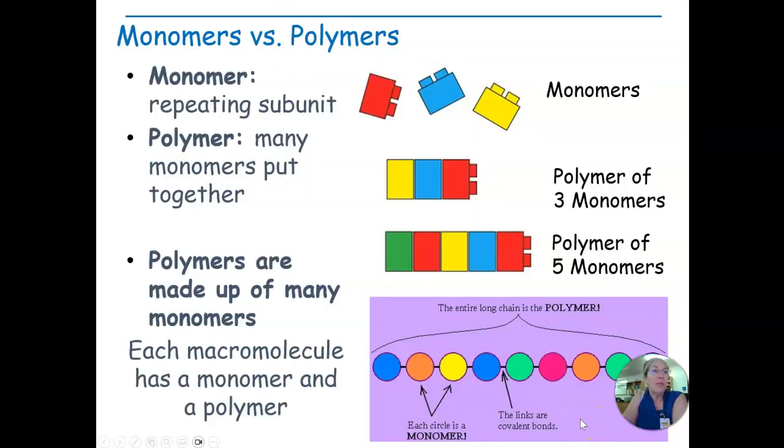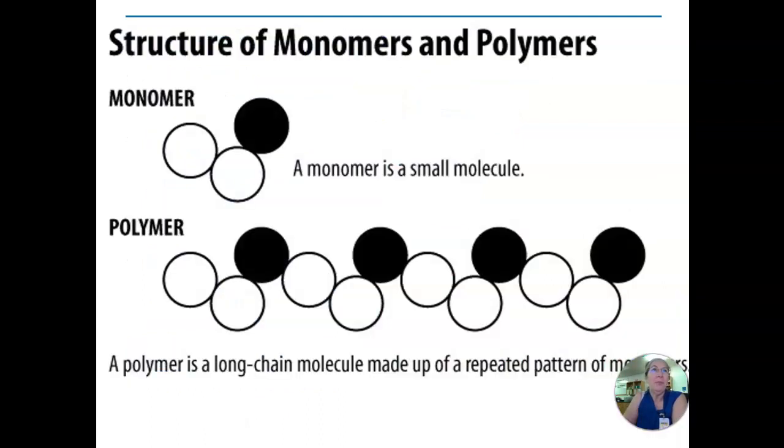So monomers and polymers. Each macromolecule that we're going to talk about has a monomer. These are just some ways to look at that difference between a monomer and a polymer. Here, the monomer is 2 light and 1 dark. So this is the monomer, and you can see that repeating unit.